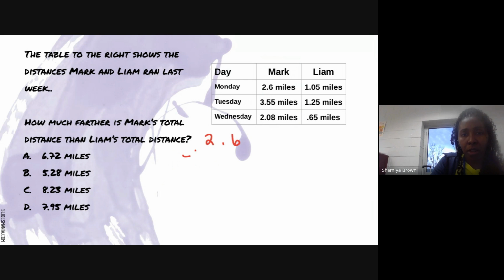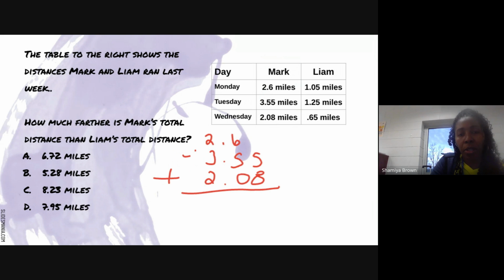2.63. And remember, you have to line up your decimals. It's very important in adding decimals. And then 2.08. As you notice, there is nothing in the hundredths place on the 2.6 because there was nothing there. I can put a 0 if I want to, but I don't have to. So I have a 5 and an 8 in this column, so I can just add that up.